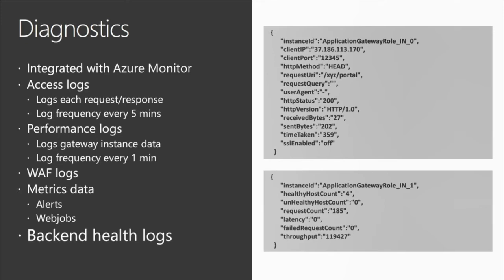Performance logs basically indicate how these instances themselves are performing. So it shows data like what is the throughput each instance is receiving, what is the total request count on each instance, what is the average latency these instances are seeing, and what are the healthy and unhealthy host counts on each of these instances. So it contains quite a lot of information.